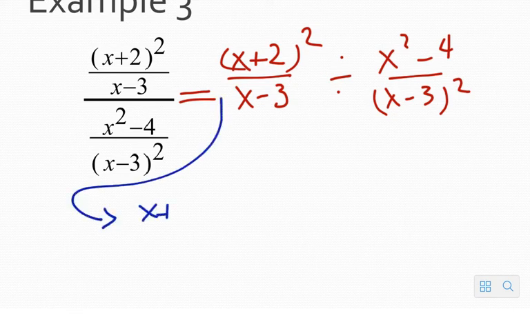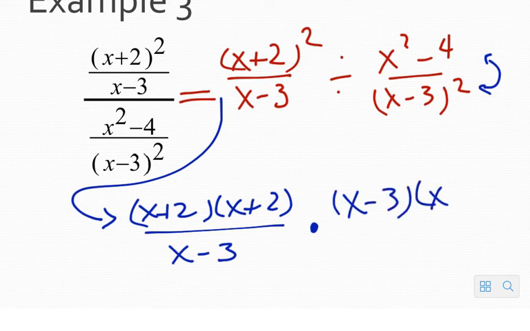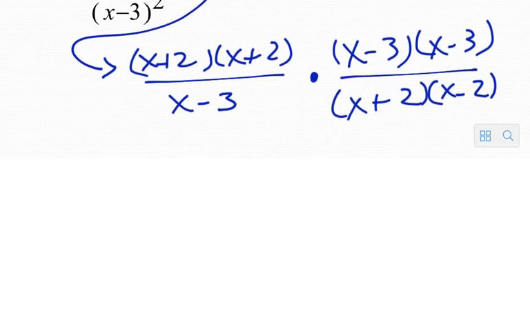So I'm going to have (x plus 2) times (x plus 2) over (x minus 3). I'm going to change my division to a multiplication sign, and I'm going to get the reciprocal for this right here. So I'm going to have (x minus 3) times (x minus 3). Then the x squared minus 4, that's a difference of squares, so (x plus 2) times (x minus 2). And then I'm going to multiply it all together.